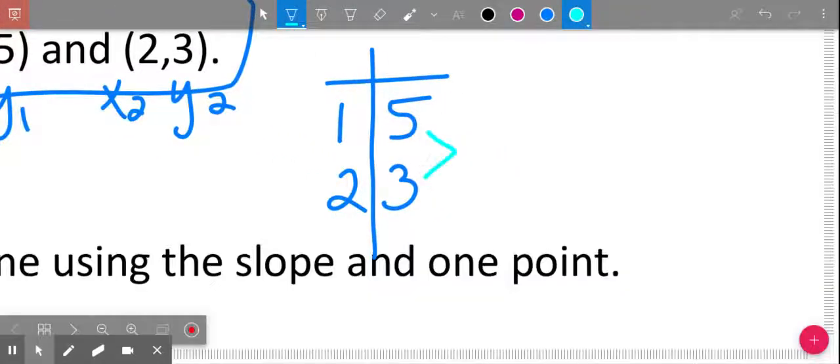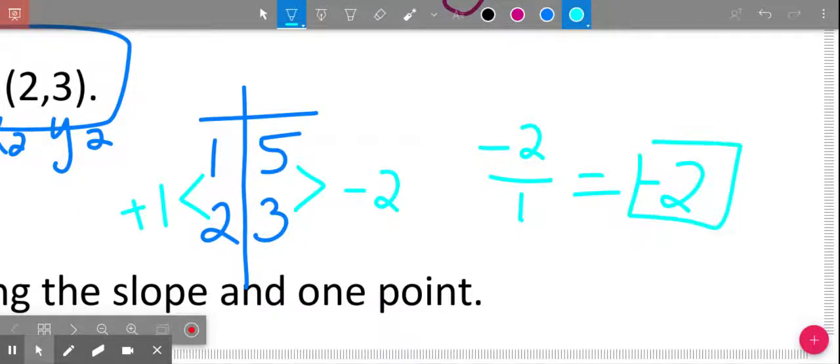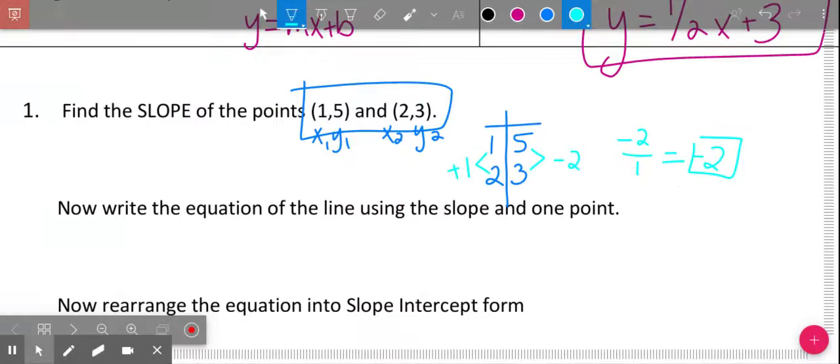So to go from 5 to 3, we're subtracting 2. And 1 to 2, we're adding 1. So remember, it's the change in my y over the change in my x, so negative 2 over 1, which reduces to negative 2. Make sure you reduce your fractions, guys. So that's going to be my slope. That's my m.